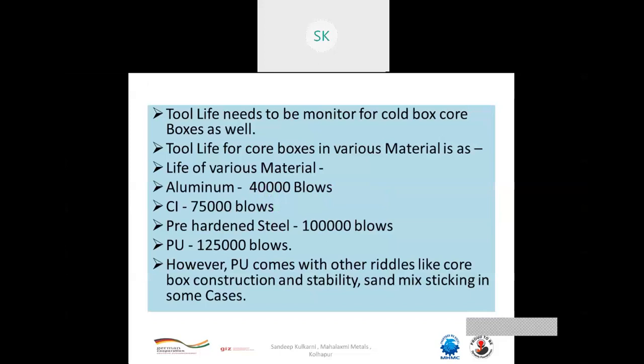Those core boxes which are mounted on the core box machines for automation. Normally, people go for cast iron core boxes because it is only one-time handling of the core box, lifting it with a stacker and putting it on the wall of the machine. There is only one-time activity. Then they don't have to handle the core box manually. So in cases where automation is there and volumes are more, cast iron core boxes are more preferred. Where the handling is manual, people go for aluminum core boxes.